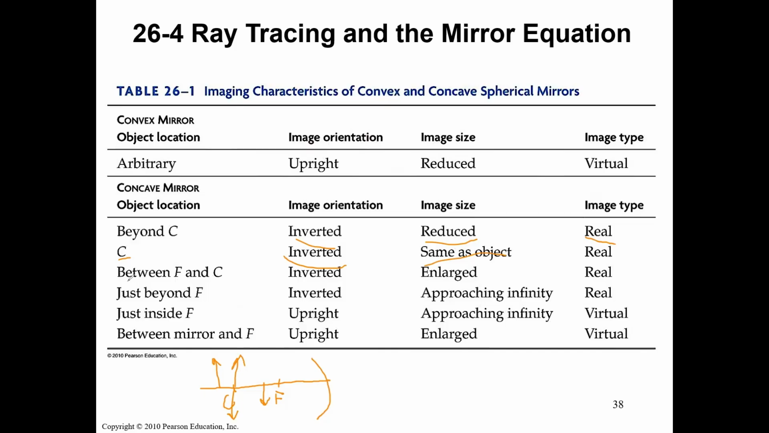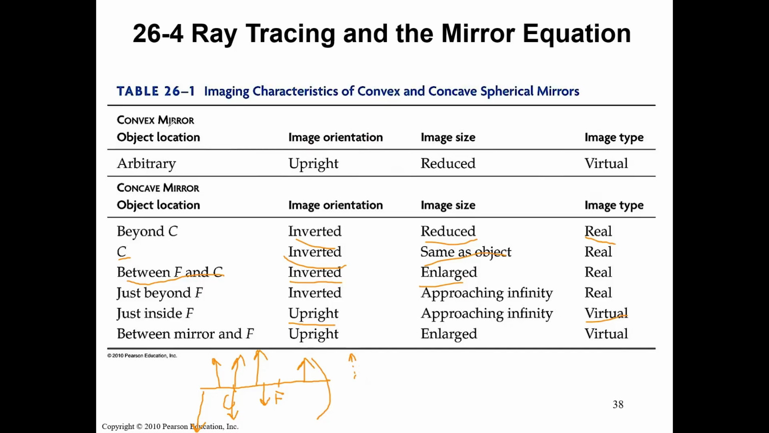If you put the object between F and C, you still have an inverted image, but now the image is further away from C and is enlarged. And then if we put the object inside F, in that case you will have a virtual image, which means the image is on the other side of the mirror and no light is actually going through there. This image is upright and virtual.